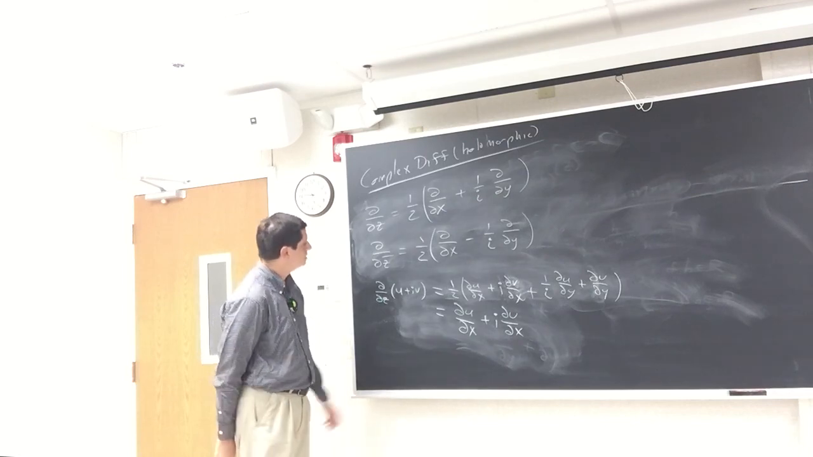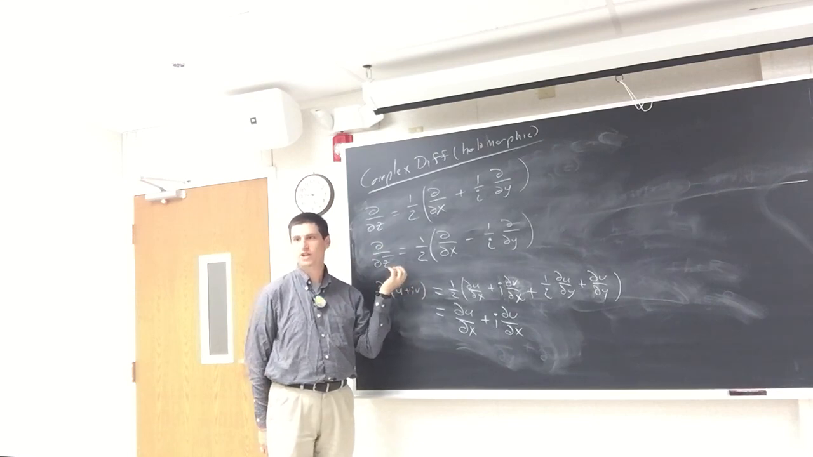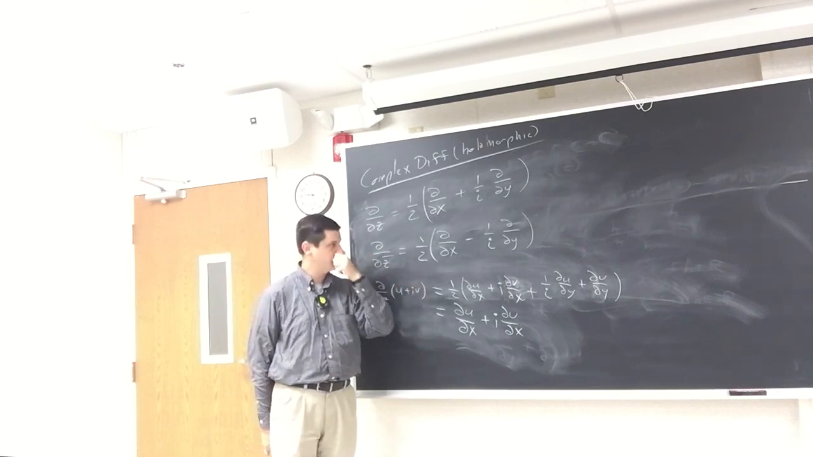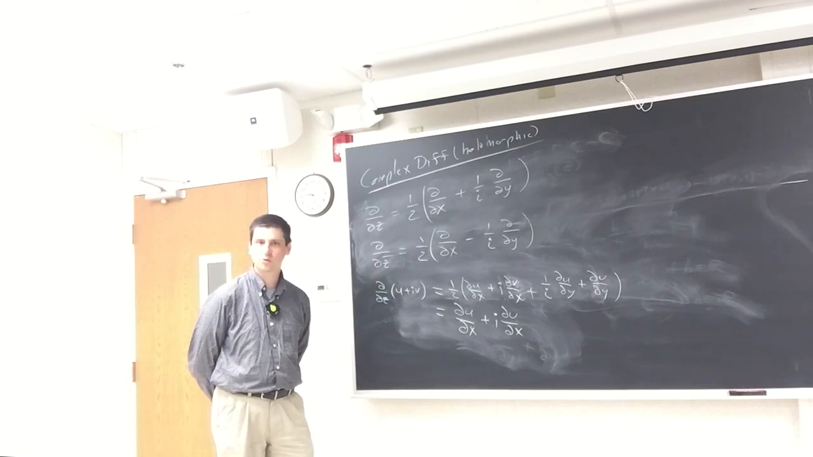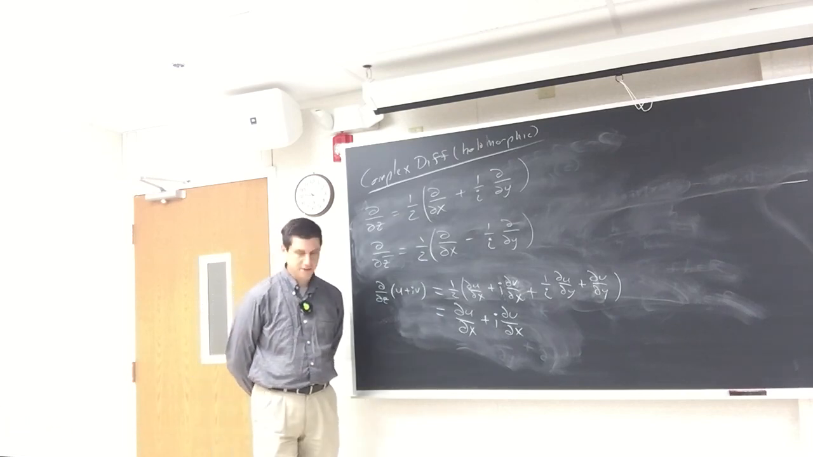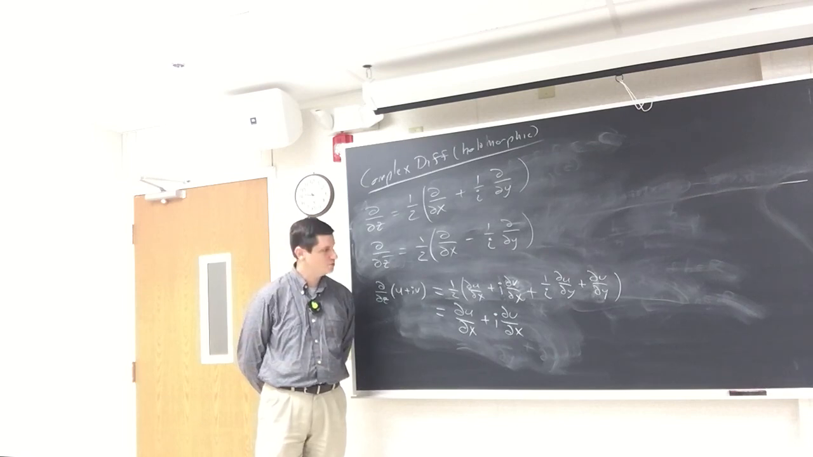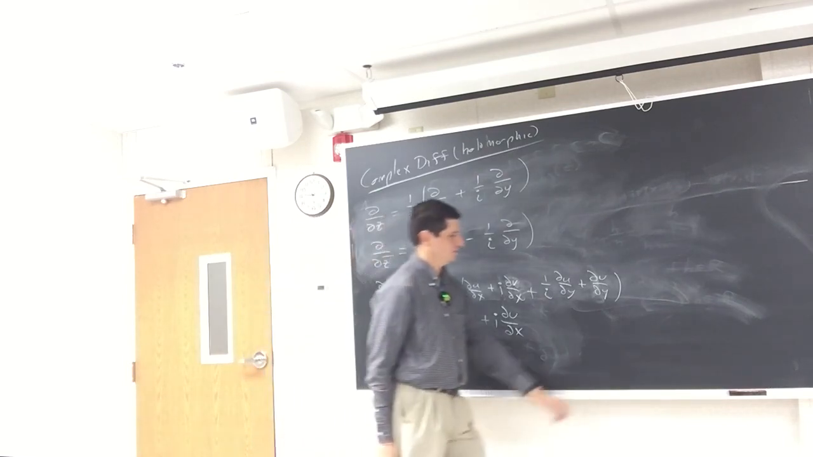I'll leave it as an algebra exercise to go through and see what would happen if you applied d by dz bar. What would you guess if you applied it to a function that satisfies the Cauchy-Riemann equations? What would you expect to get? Probably that thing except with a minus sign? Or would you get 0? Do you think you'd get this with a minus sign, or 0? Maybe we should do the calculation.